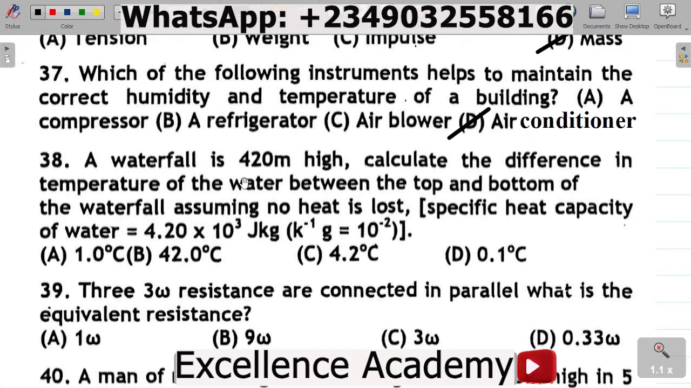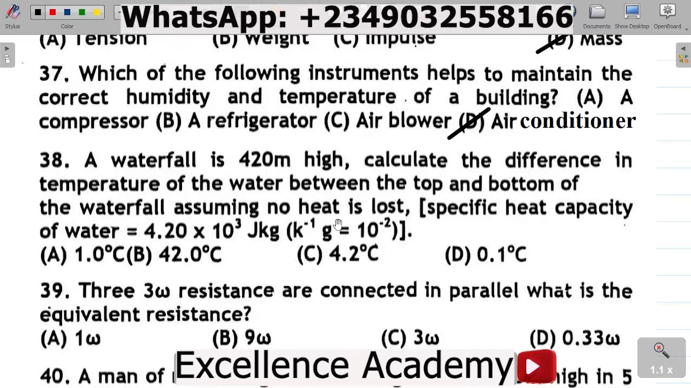They said a waterfall is 420 meters high. So water is falling from a height, and they said no heat is lost. In this concept, you need the concept of energy conservation, which says that energy is not lost, but is being converted from one form to another. That's why you're told to assume that no heat is lost, because energy is not lost, but converted from one form to another. So in this case we have heat energy.